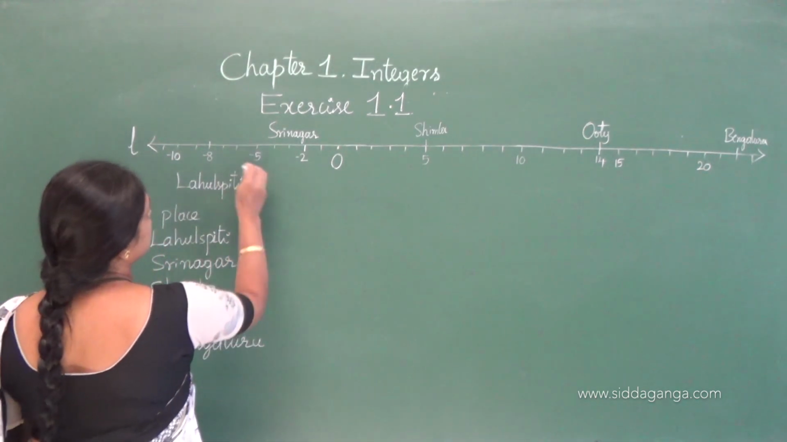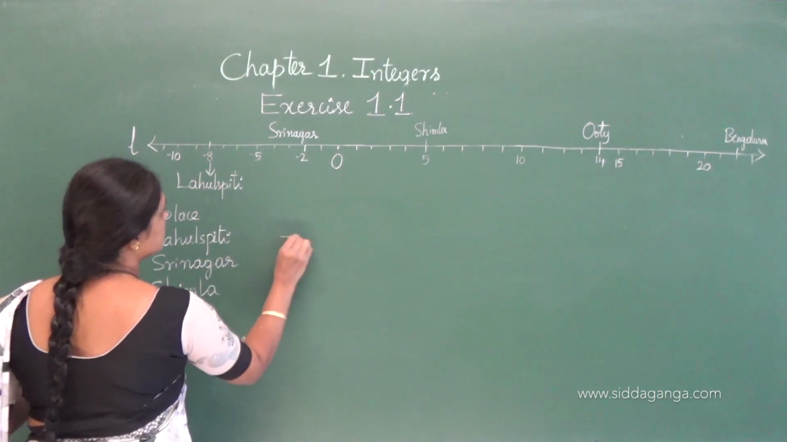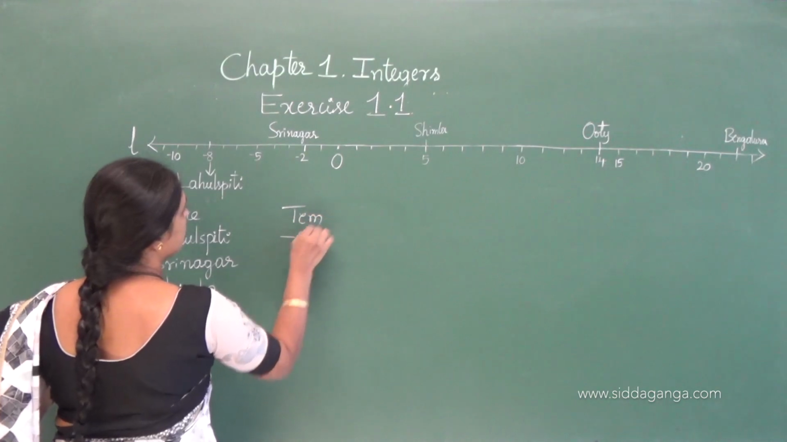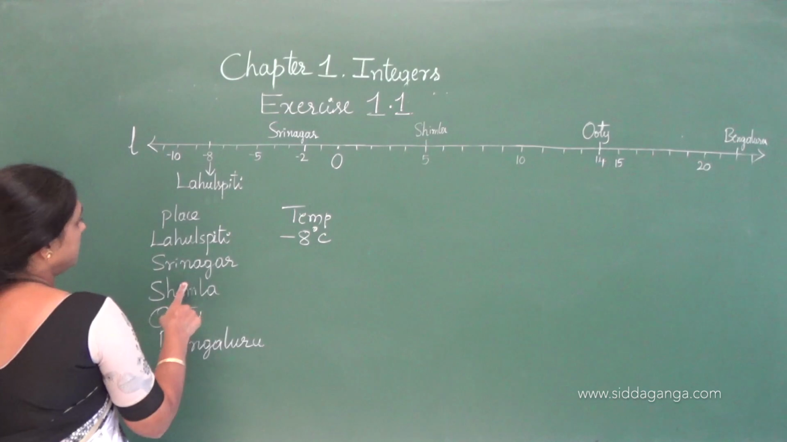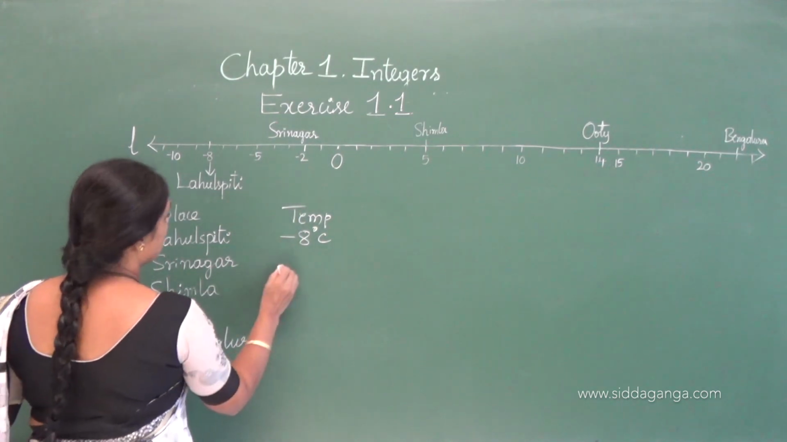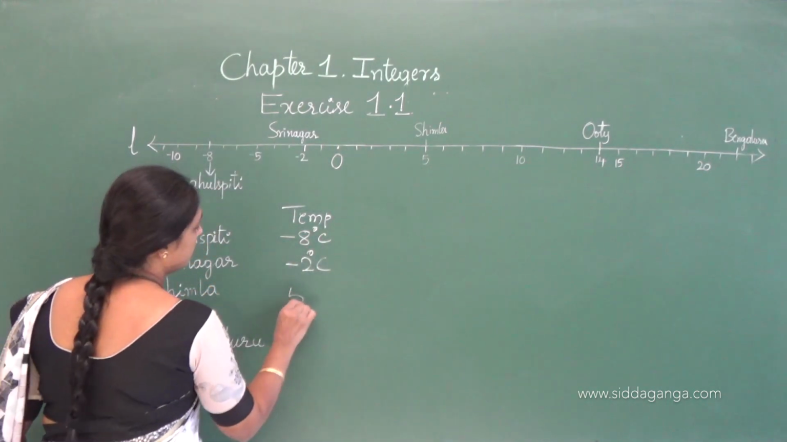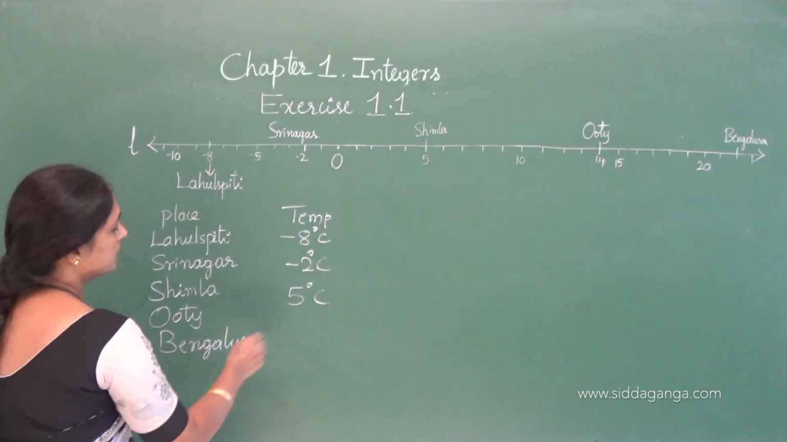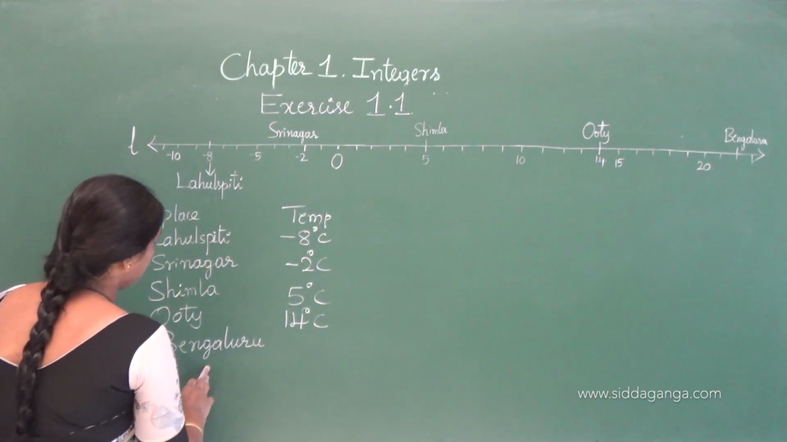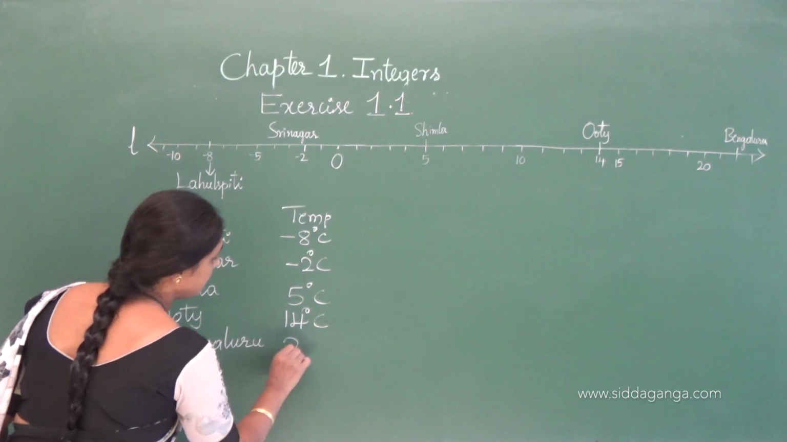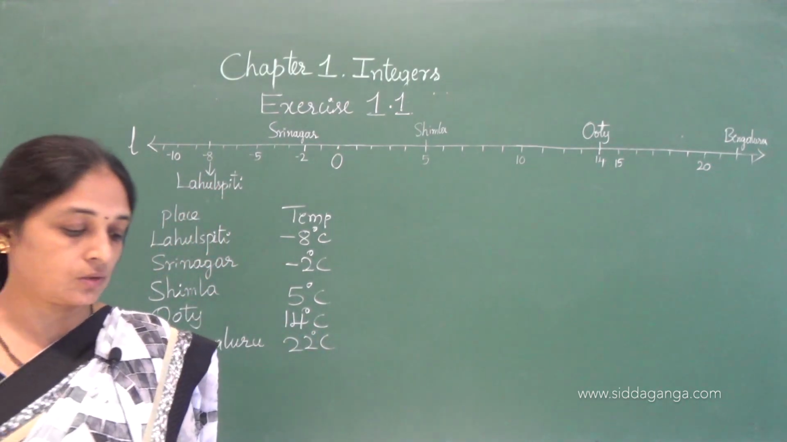At Lahul Spiti, what is the temperature? It is minus 8 degree Celsius. At Srinagar, it is minus 2 degree Celsius. And Shimla, it is 5 degree Celsius. At Ooty, it is 14 degree Celsius. And of Bengaluru, it is 22 degree Celsius. So this is the answer for the A question.